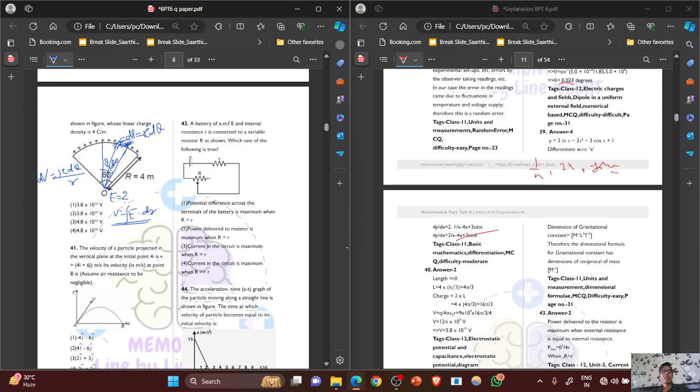Your lambda is the charge per length, so dq by dl equals lambda. So dq equals lambda dl, which is lambda r d theta. Here r will also be the same. It will be d theta, integrated from minus 30 degrees to 30 degrees.